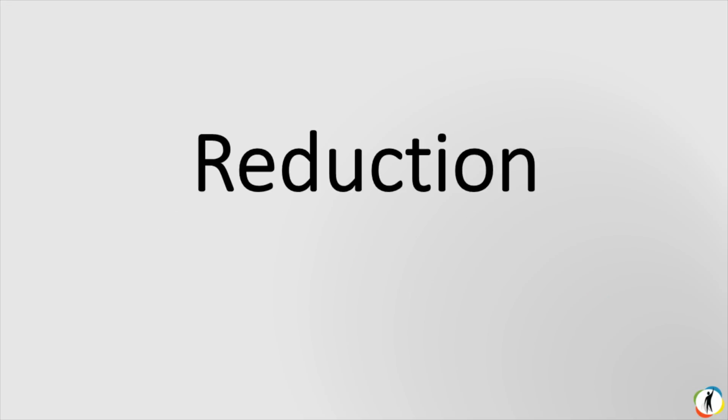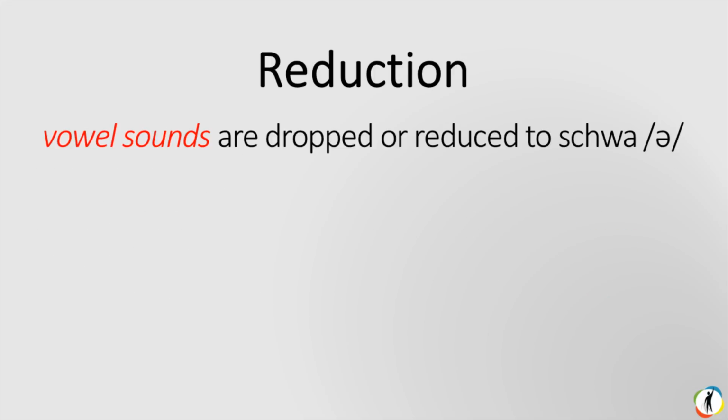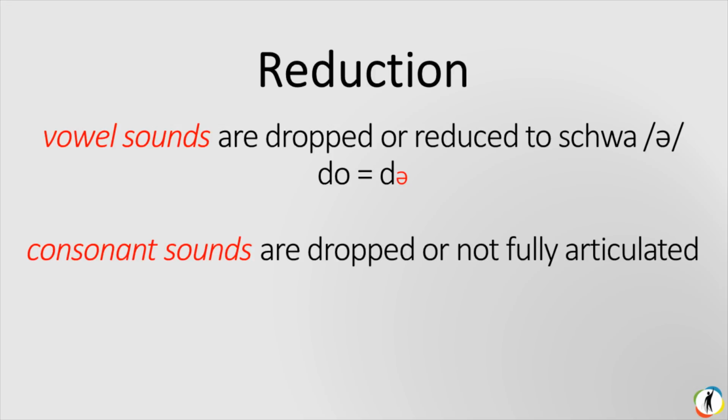When reduction takes place in speech, vowel sounds tend to be either dropped or reduced to schwa. So for example, do becomes 'da'. And in the same way, consonant sounds are dropped or not fully articulated. So for example, 'and' becomes 'n' or just 'n'. So now that we know that, let's get to the questions.